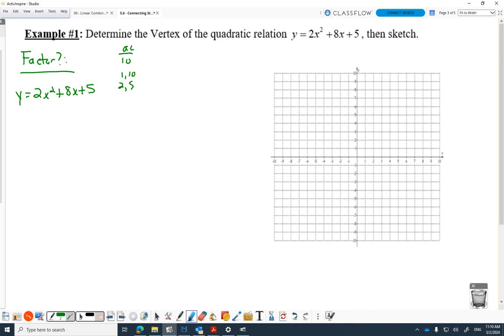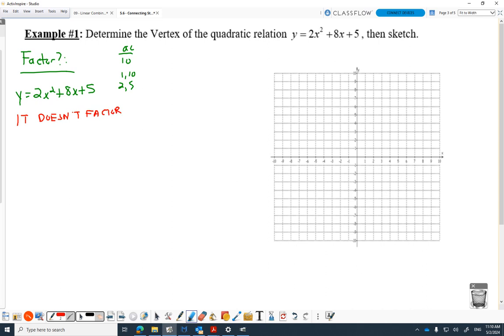Hold on. In red, at least in capitals: it doesn't factor.